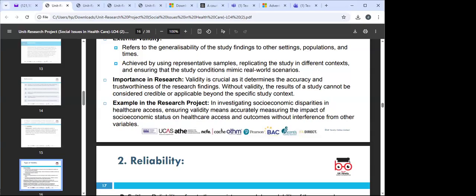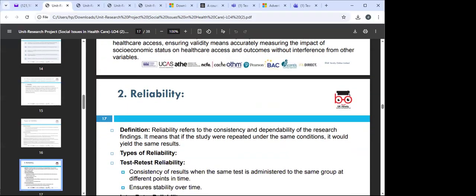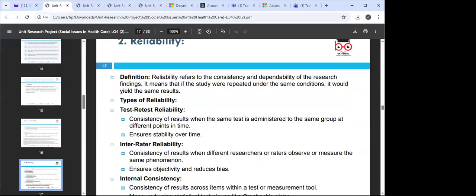Okay, all right. An example in a research project is investigating socioeconomic disparities in healthcare access. Ensuring validity means accurately measuring the impact of socioeconomic status on healthcare access and outcomes without interference from other variables. So let's look into reliability.